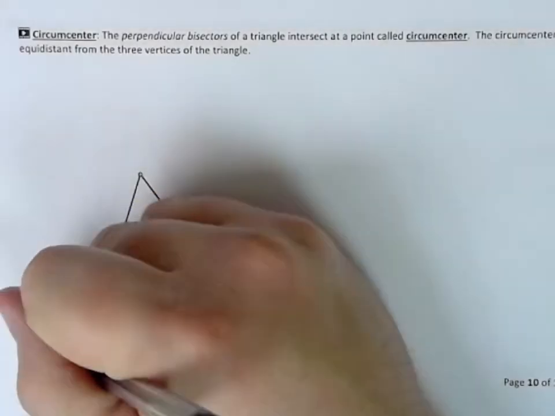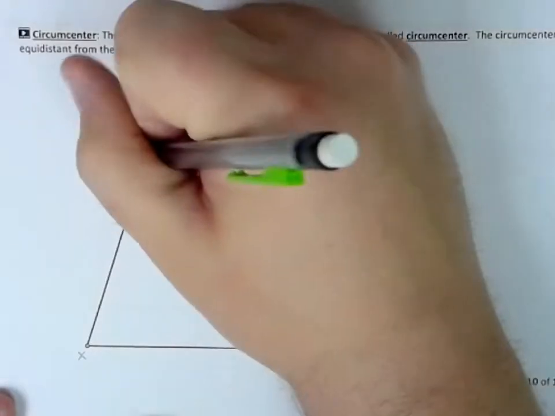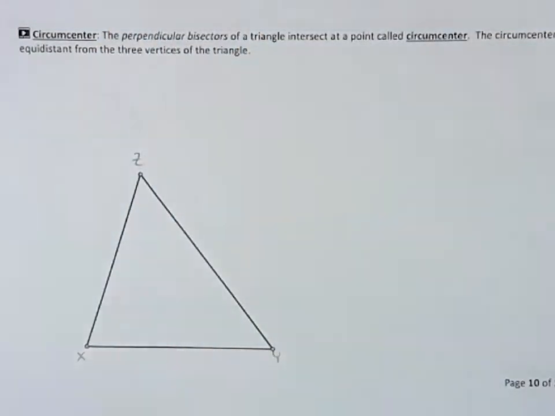So first off, I'm going to go ahead and label my triangle X, Y, Z as points of reference for my angles. And I'm going to go ahead and find perpendicular bisectors for each side. So I'm going to start with side XY.